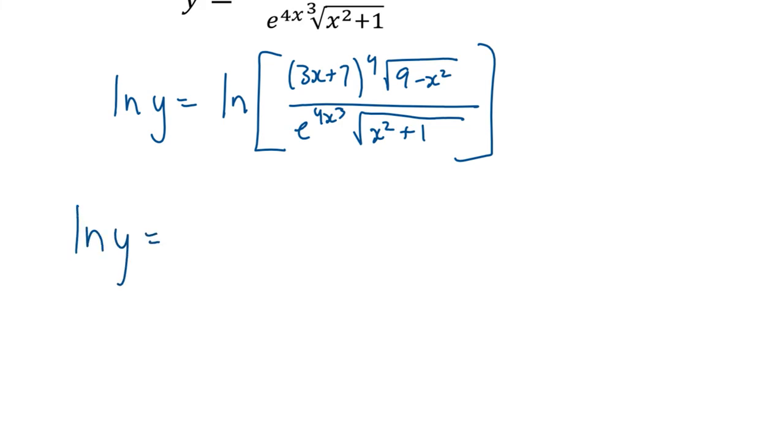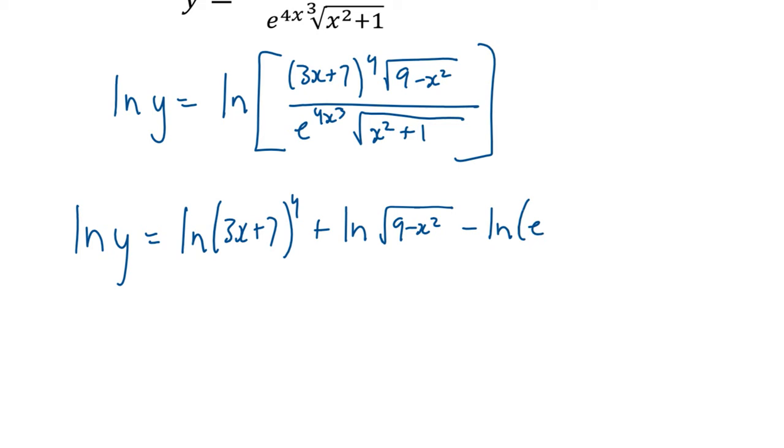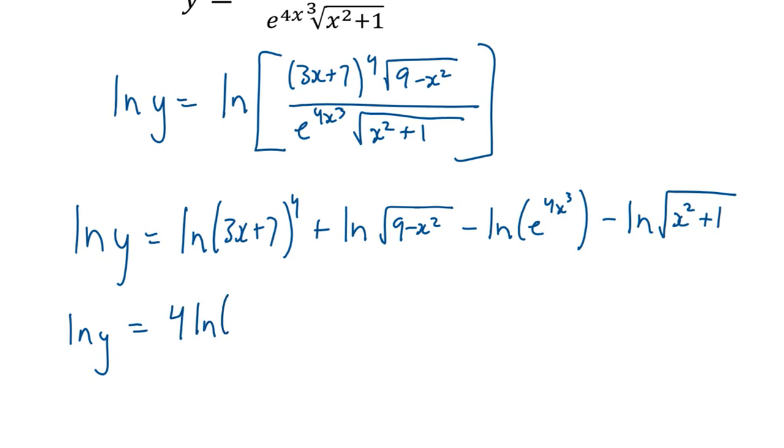We can split this up into ln of (3x plus 7) to the fourth plus ln of root (9 minus x squared) minus ln of e to the 4x cubed minus ln of root (x squared plus 1). Now hold on, we can take this even further. I can take all those exponents out front. Plus 1/2 ln (9 minus x squared).